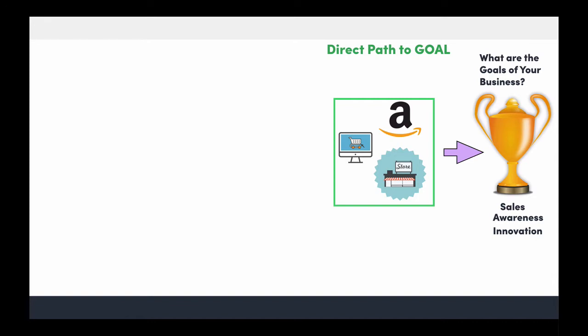Usually, we're using our website to make sales, so we're getting people to come to our website so they can purchase online. Maybe there's a physical store that you have, a physical location where people walk into your store, or they come to your marketplace and they purchase your goods or your services there.